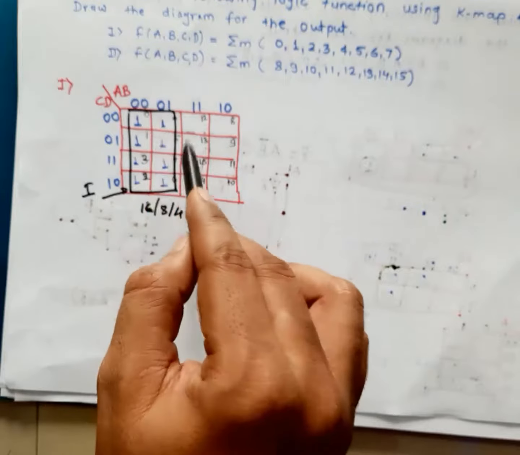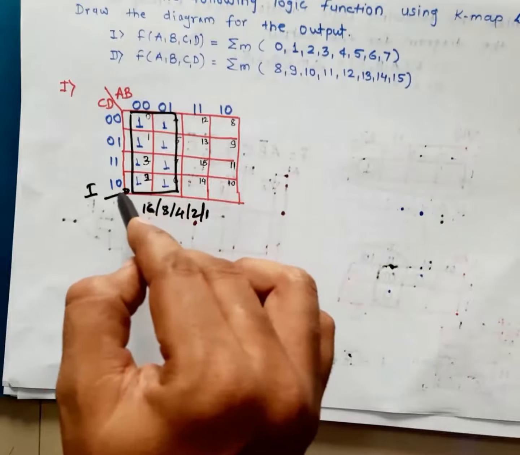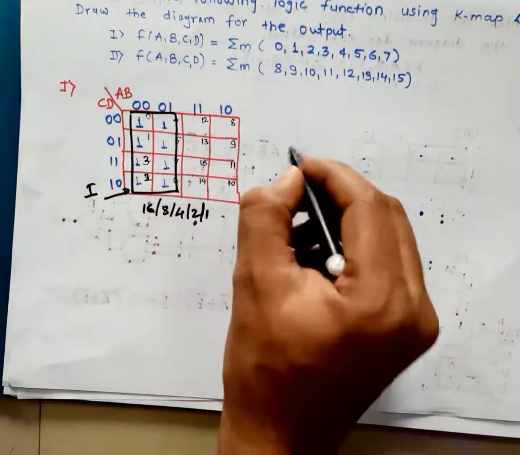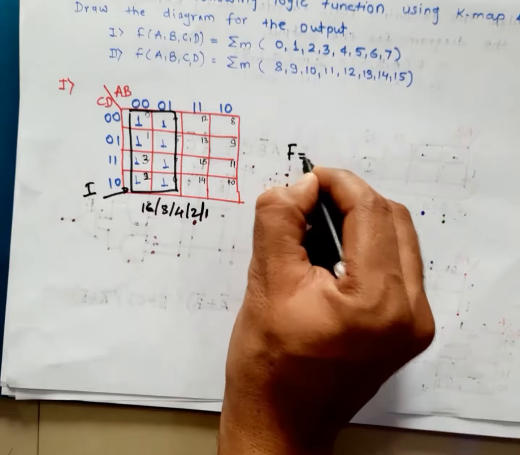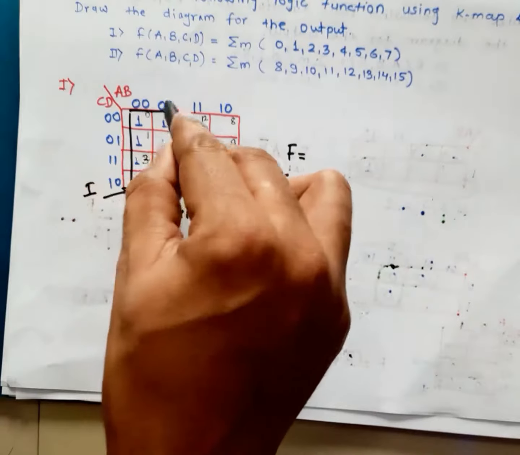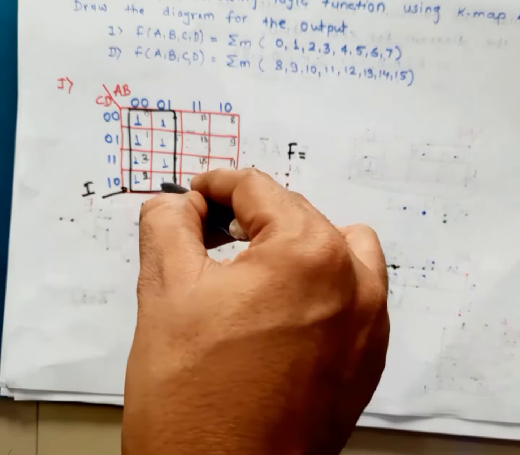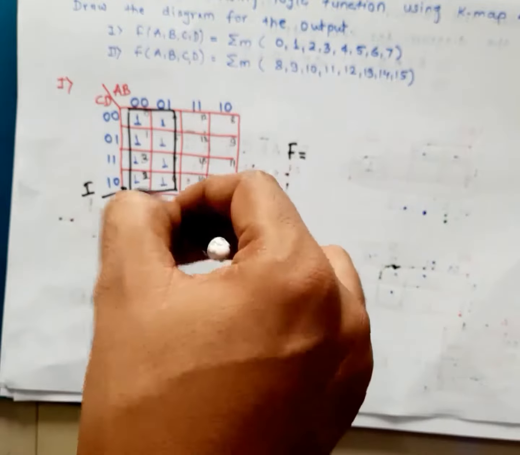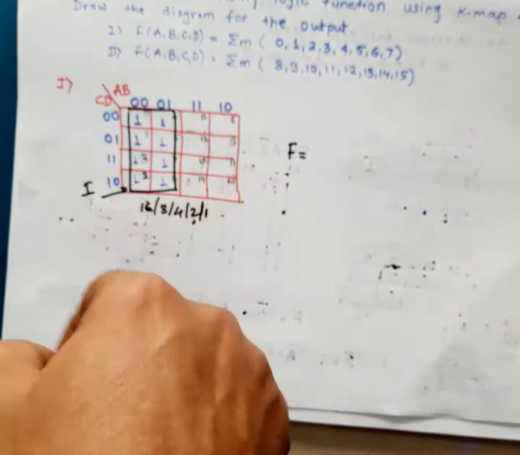So in this case, within one group all cells are covered. So the final equation is, now how many columns are considered for this group? These 2 columns. How many rows are there for these 2 columns? All 4 rows.